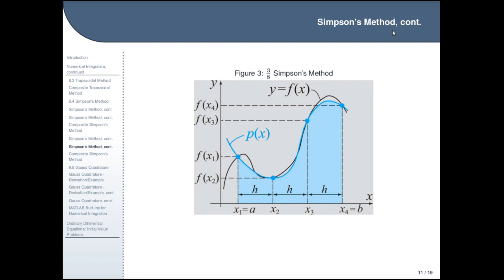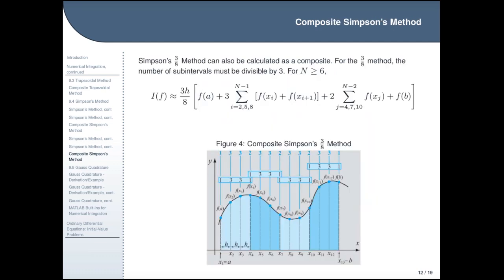Okay, so now we've covered Simpson's 3/8 method. It's worth mentioning that Simpson's 3/8 method can also be calculated as a composite. Note that if we're using the 3/8 method, the number of subintervals that we are using for this must be divisible by 3. So as an example, if we used n greater than or equal to 6, the Simpson's 3/8 method would devolve down to the shown equation. You can see this graphically in the picture below.